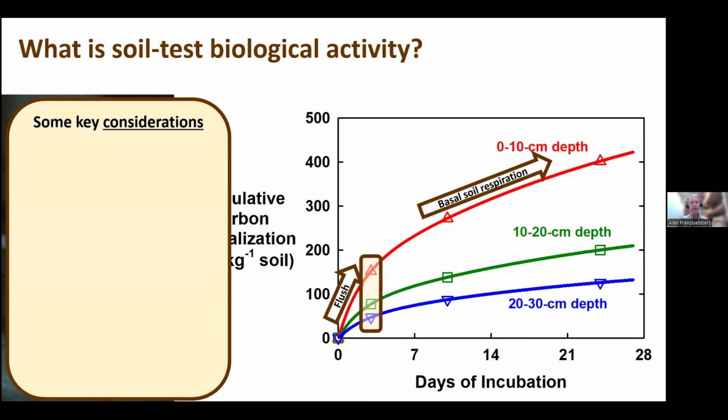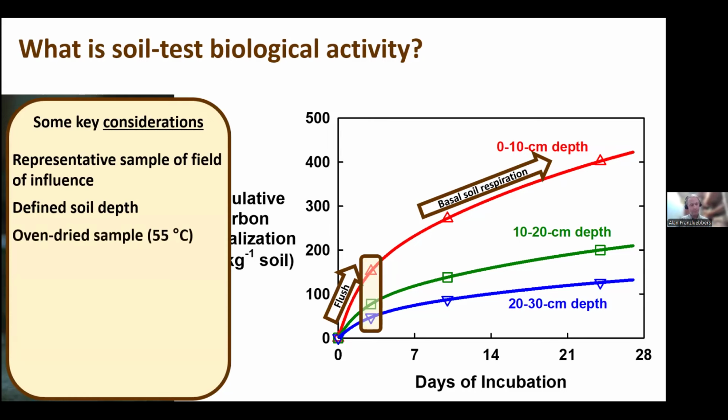But there are some key considerations, and these are generally protocol determined. If you're not into the methodology, I'm just going to go through these quickly. Essentially, we definitely have to get a representative sample of the field of influence. So we want to make sure that we get enough cores in the field, or a portion of the field that we're interested in, so that we can get a good estimate. We want to have a defined depth because, as you see on the diagram on the right, depth really does matter as to the quantity that is released.